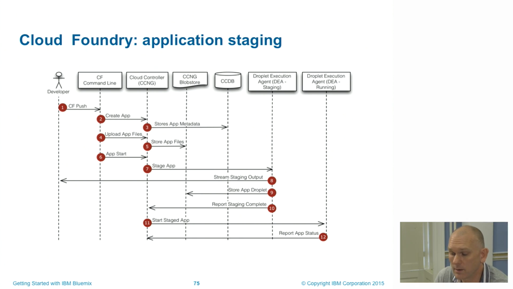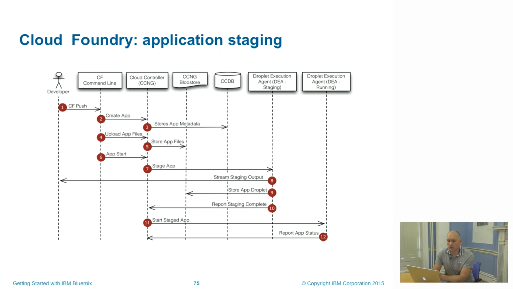The Cloud Controller then stores the metadata relating to that new application into the Cloud Controller database. Any files that are in the current directory are then pushed to the Cloud Controller, and they are then stored in the binary object store. Once we've got all the configuration and files uploaded to Bluemix, the Cloud Foundry command line will issue a start command automatically. What that does is it then gets the Cloud Controller to stage the application. And staging the application is effectively building what we call the droplet that can then be run inside a container. So to stage an application, the Cloud Controller will talk to one of the droplet execution environments and ask it to stage an application. While it's doing that, all of the output is automatically streamed into the developer console.